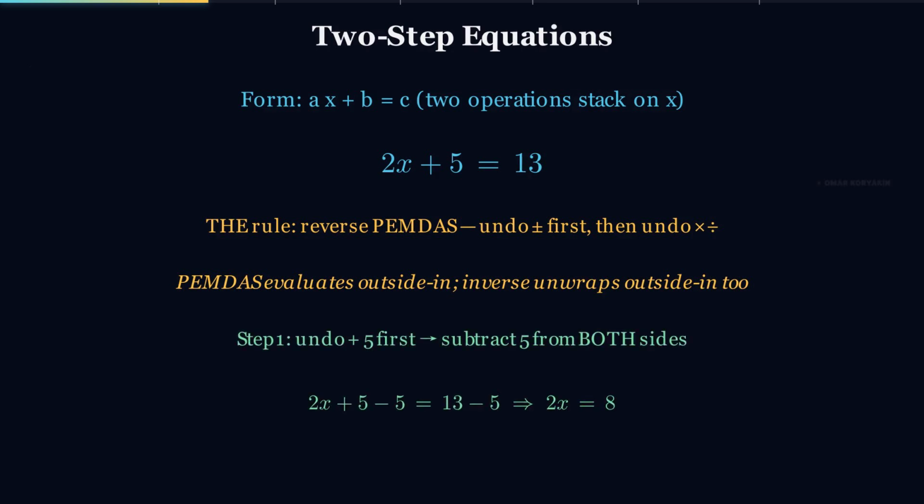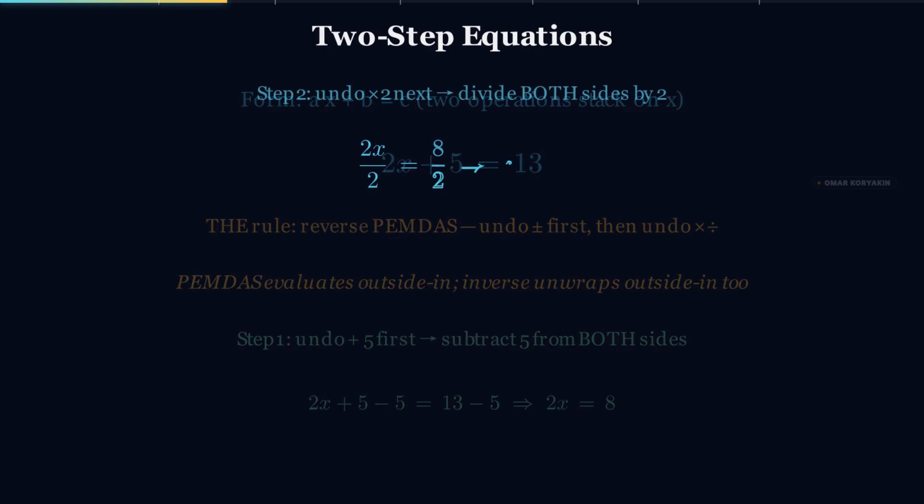Step 1 in the workflow. Identify the two operations currently applied to the variable. In the equation 2x plus 5 equals 13, x is being multiplied by 2 and then 5 is being added. Two operations, both visible from the structure of the expression. Name both operations explicitly so you know which inverses to apply and in what order.